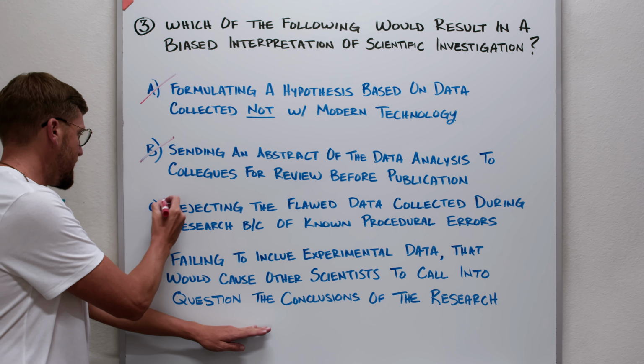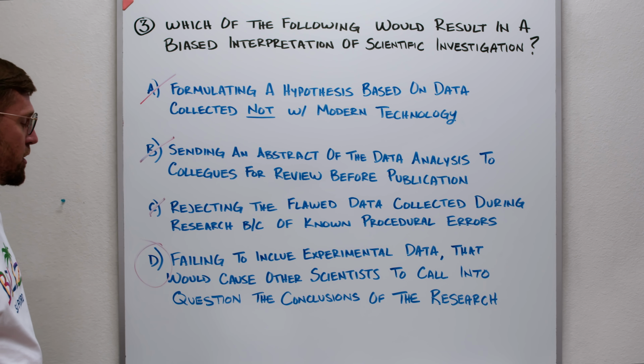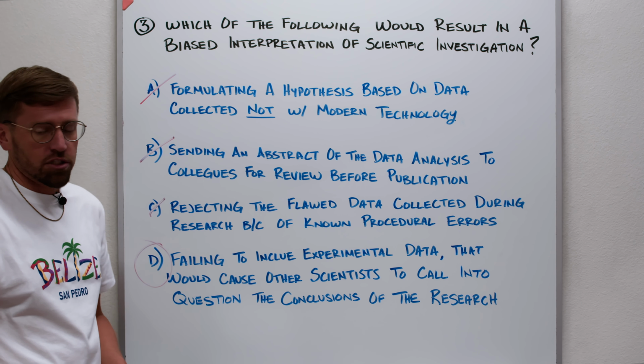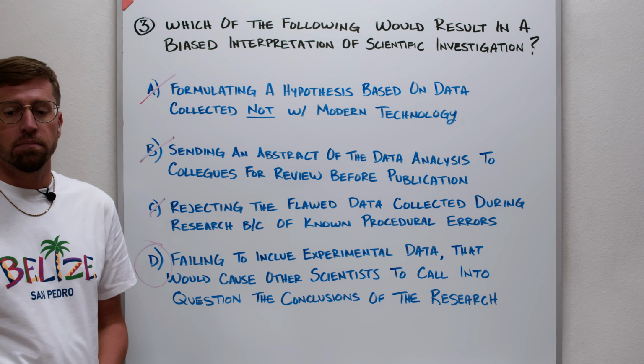So in this case, the best answer is D, failing to include experimental evidence to try to deceive other people. So this is our best example of bias. That was number 3.